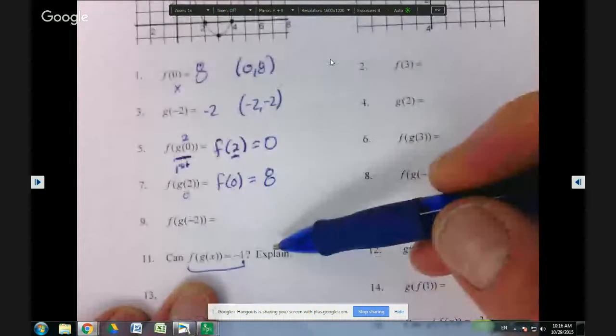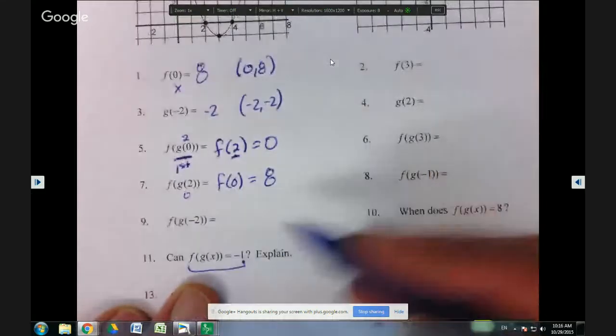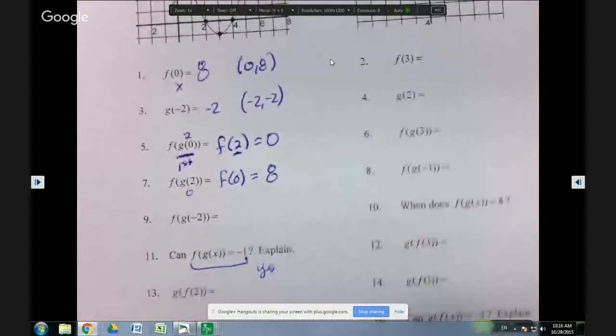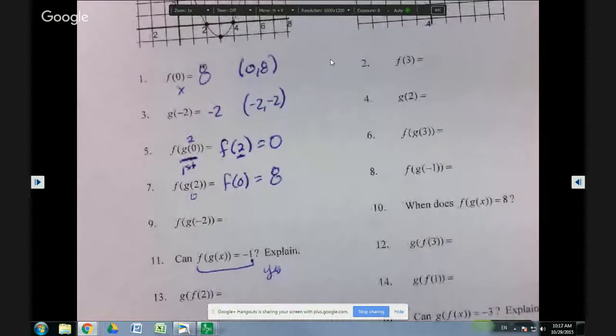Does it ask you to get the y value? No, it just says, can it happen? Yes, it can, and explain it.